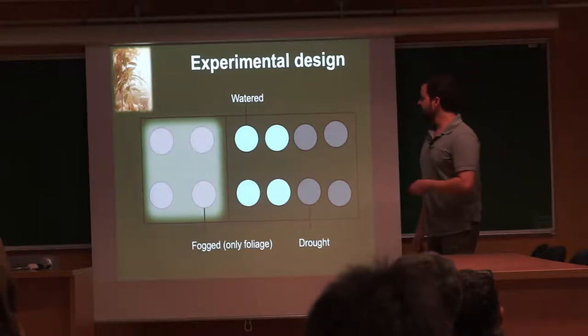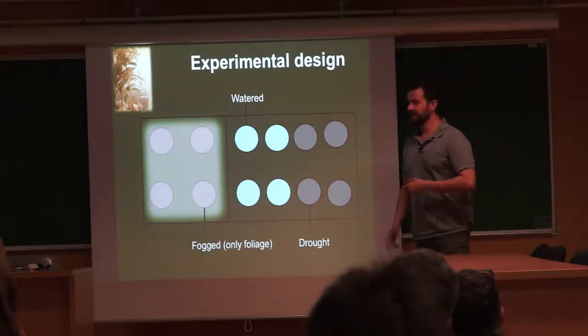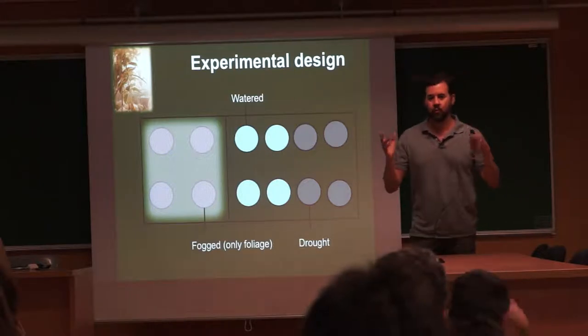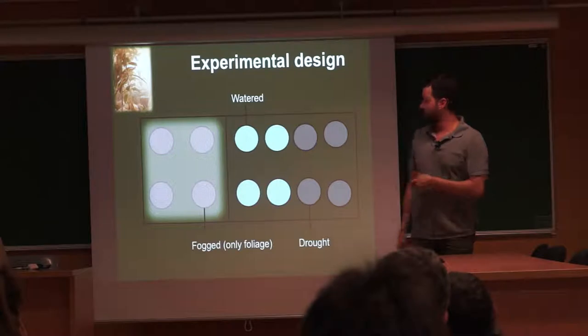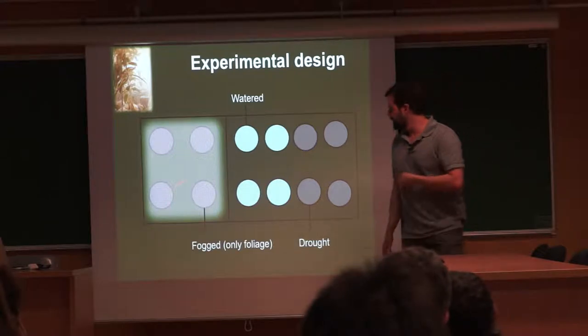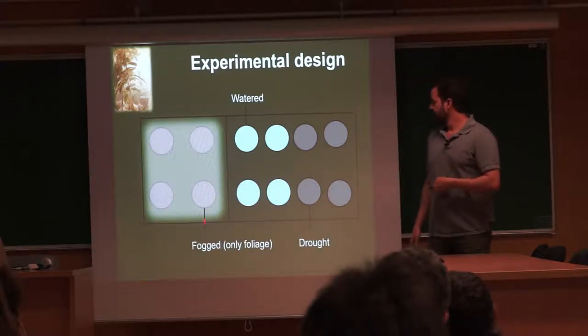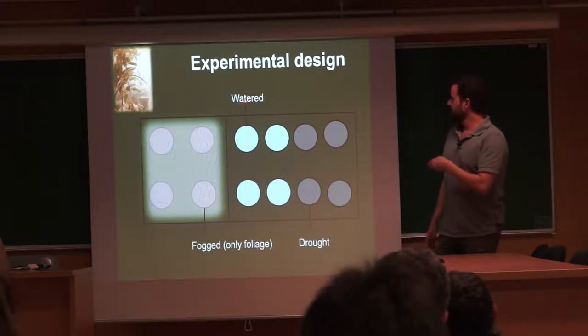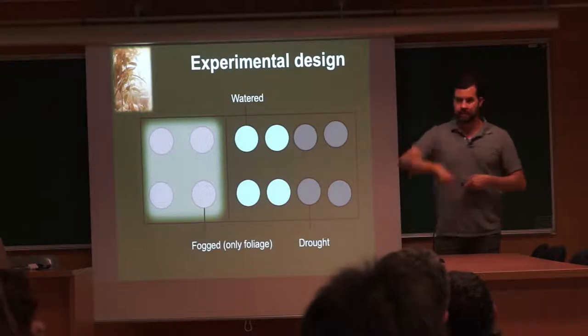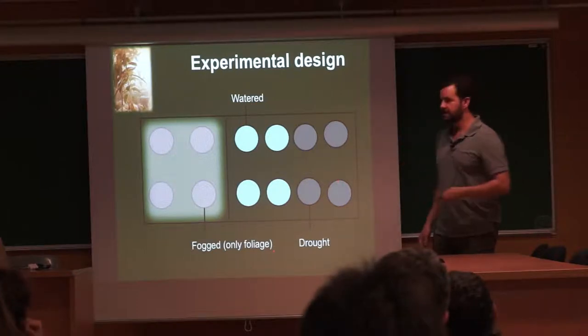In the greenhouse, basically what we wanted to know is, if plants are receiving water only via their leaves, what will happen with their overall performance? So we did this experimental setup where plants were exposed to fog only on the leaves, with the soil completely covered, plants that received water in the soil, and plants that were facing just drought.